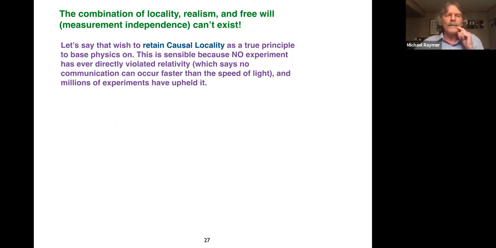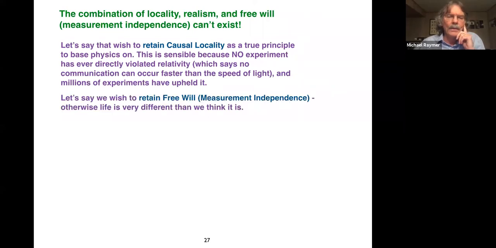You could say, let's say we really like causal locality, because we really don't believe in wormholes, and we really do believe in relativity. And that tells us that there can never be any influence between Alice and Bob's lab, and no communication. Let's also say we want to retain free will, because otherwise, life is very different than we think it is. I would bet that almost all of you think you have free will, and would really not be willing to give up that assumption. So relativity and free will are valid in this particular worldview that you could construct.